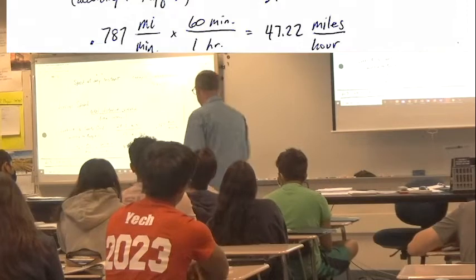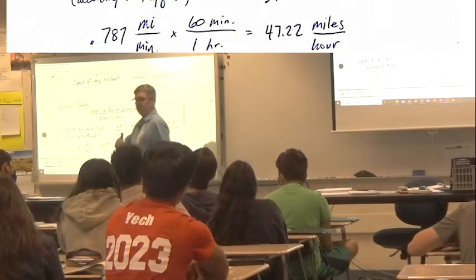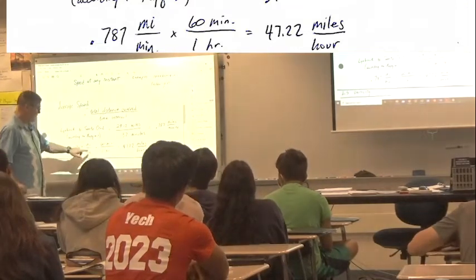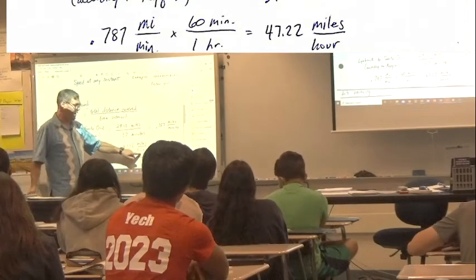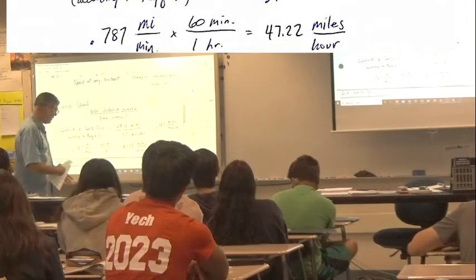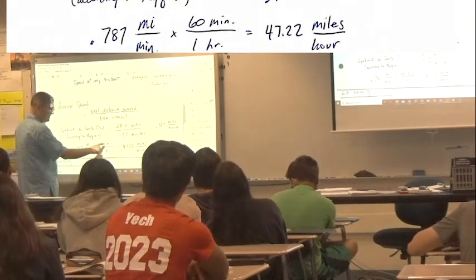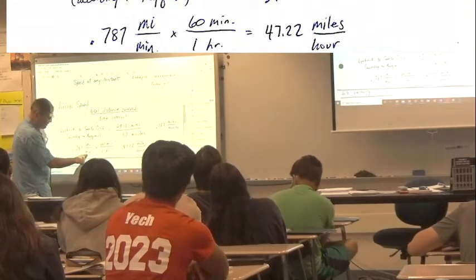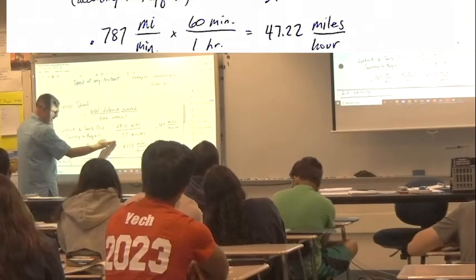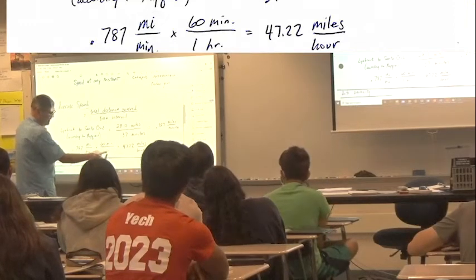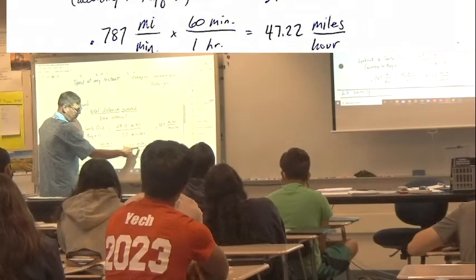So I can take the units that I want to get rid of, which is miles per minute. I want to get rid of minutes, and I want to replace it with hour, to make it miles per hour. So I know if I put minutes in the numerator, it'll cross off or cancel out with the minutes in the denominator. And that will make the minutes go away. And then I'm going to put the hour in the denominator so it'll be left over, and I'll end up with miles per hour.